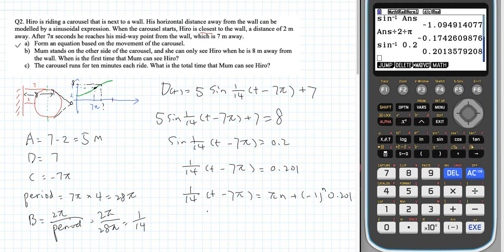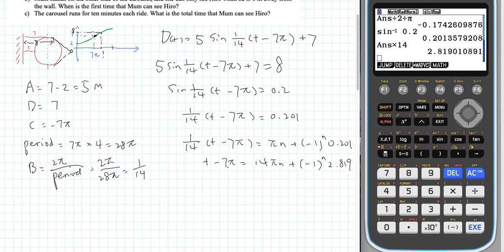Okay, so let's solve this. t minus 7 pi equals, you times 14, pi n plus that thing times 14, that equals 14 pi n plus (-1) to the power of n times 2.819. Okay, I can move down a little bit. So we're going to plus 7 pi. So hence t is equal to 14 pi n plus (-1) to the power of n times 2.819, plus 7 pi.